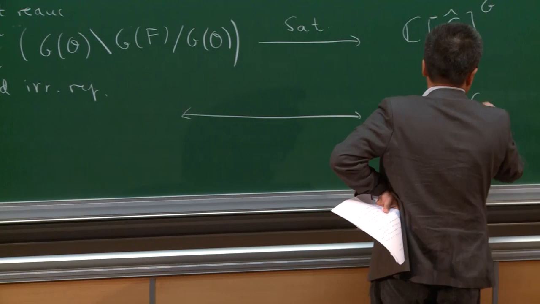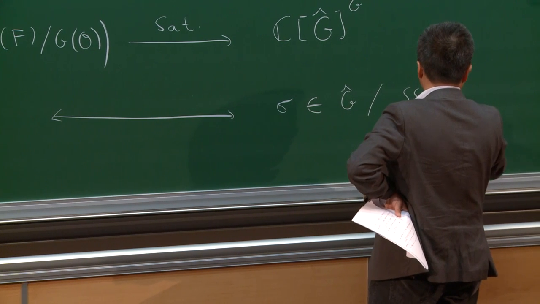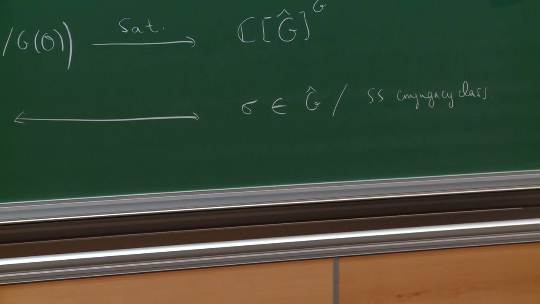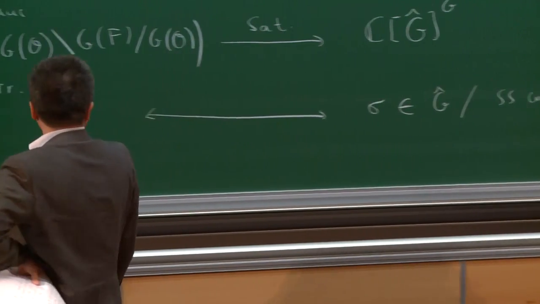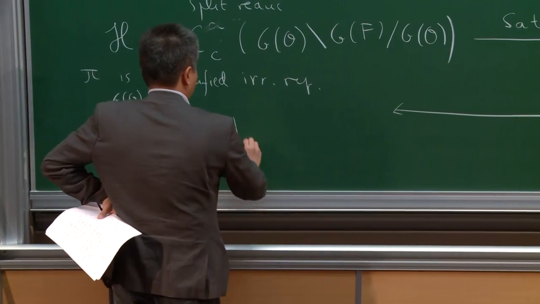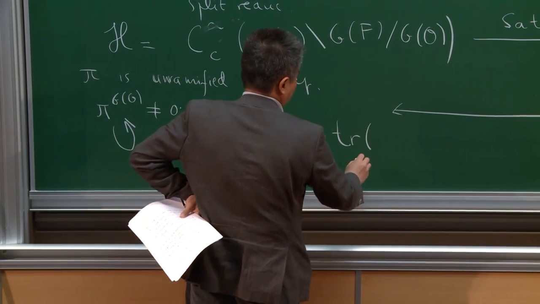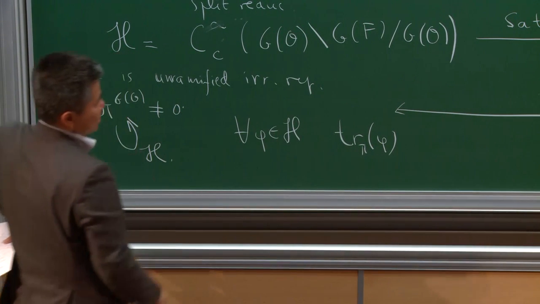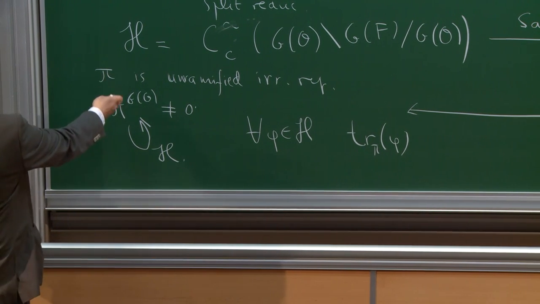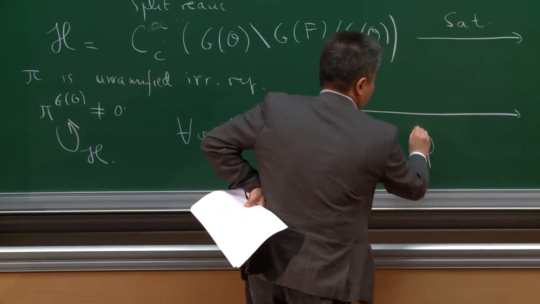sigma, some semi-simple conjugacy class in G hat. And the isomorphism has been made in such a way that for every phi in H, the trace of pi of phi makes sense, because phi as a Hecke function will project this infinite dimensional space onto this one dimensional vector space. You can take the trace. So this is going to be phi check of sigma.